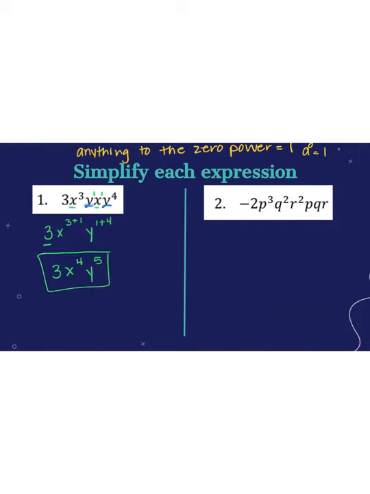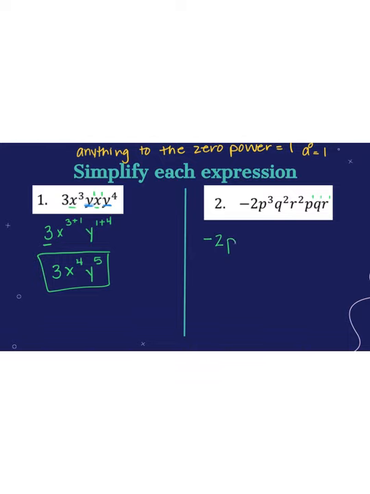Okay, we're going to do the same thing with number 2. I'm going to first see, do I have to add any numbers on? Well, I see that I have -2, p to the third, q to the second, r to the 2. I also have p to the first, q to the first, and r to the first. Okay, so I'm going to start out with my -2. That's going to come out front.